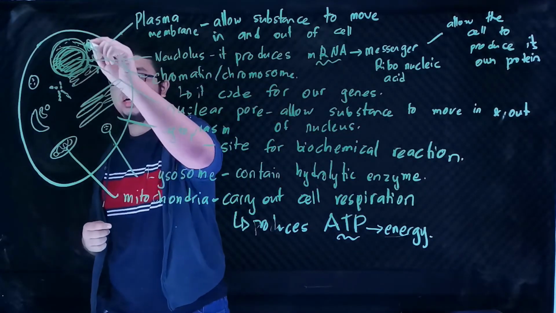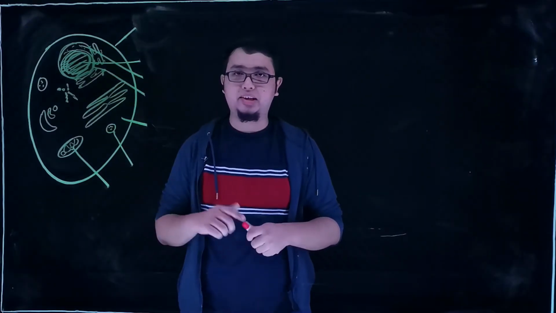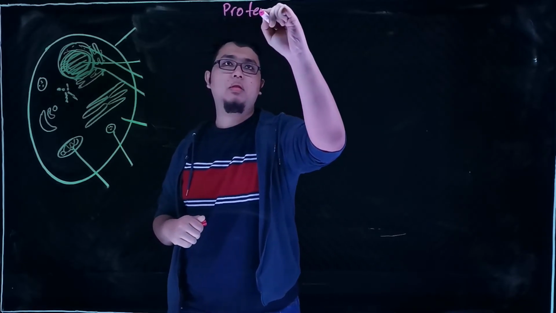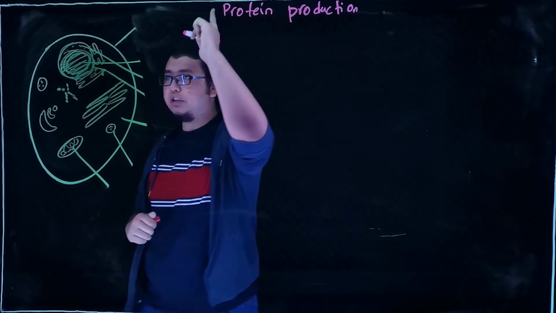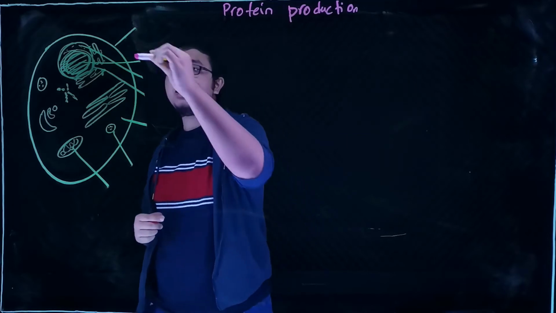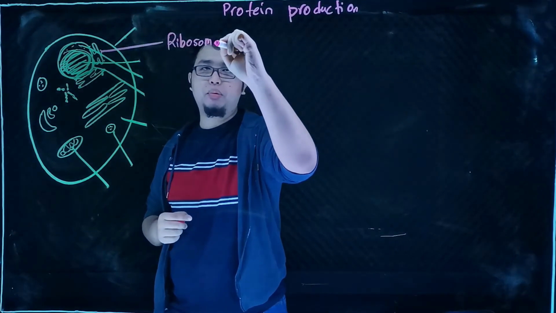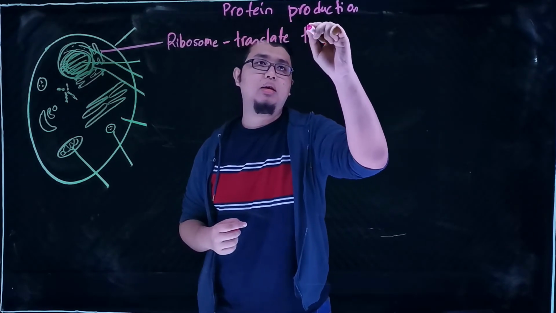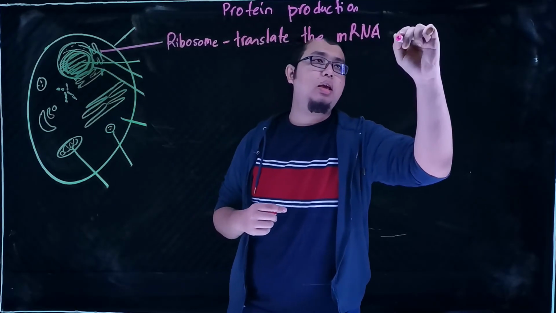Next, we go to the protein production inside our cell. Now we go to the organelles. The first organelle involved in protein production, we start from the nucleolus. The nucleolus produces the mRNA. And then we go to our ribosome. What this ribosome does is that it translates the DNA component, which is the mRNA, into protein.